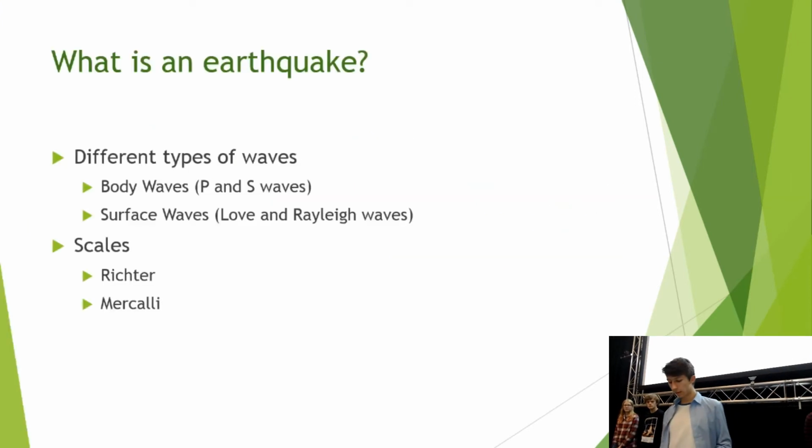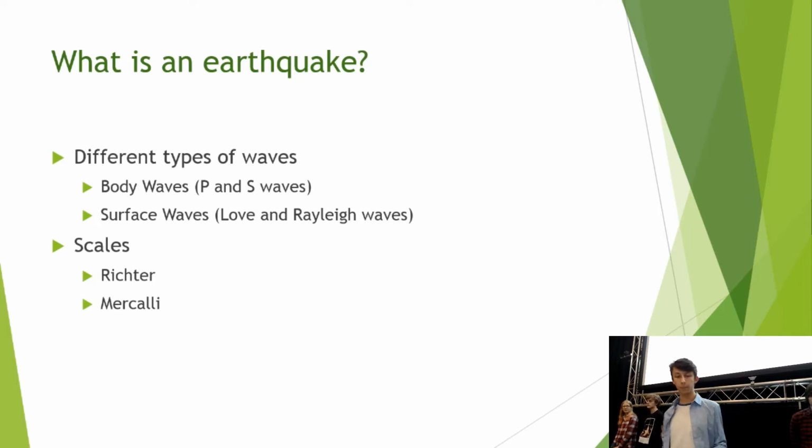Before we begin to answer this question, let's first explore the different types of waves that occur during an earthquake. These waves can be split into two main categories, body waves and surface waves, which can again be split into subcategories. There will be an animation in the top right corner so you can see what each wave looks like.